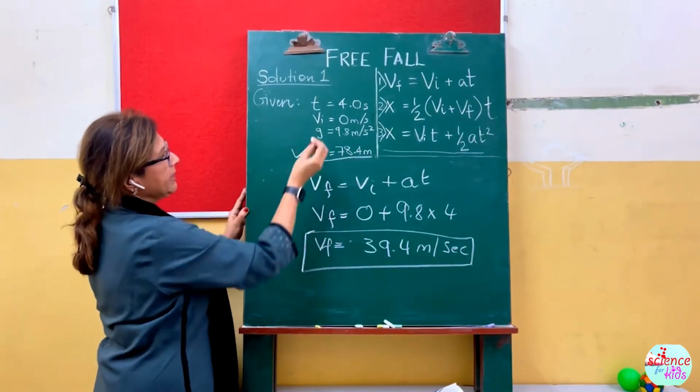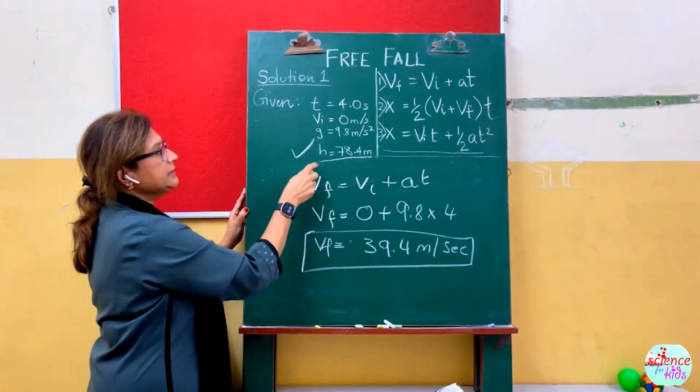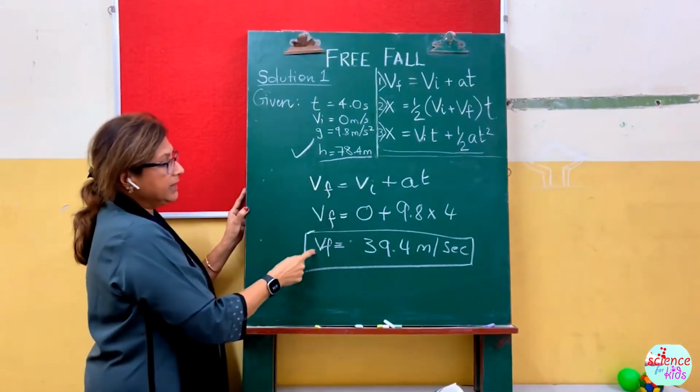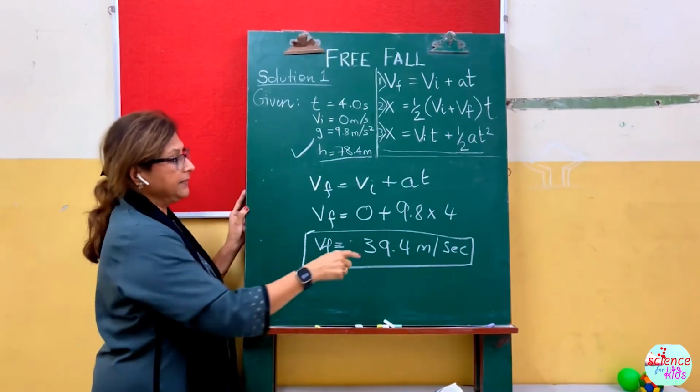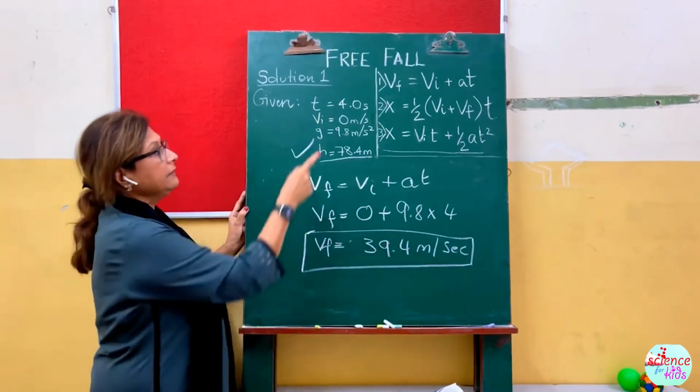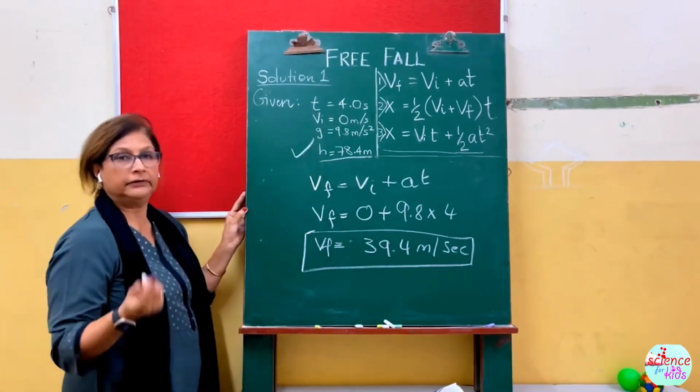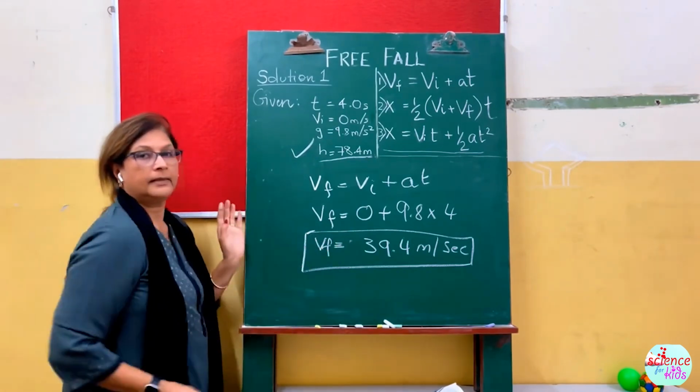So we got our two answers. Height, that much distance the ball covered, and what was the velocity when it came down? That was 39.4, from an initial velocity of 0. And now it's time to do the next problem, which will be done by my colleague.